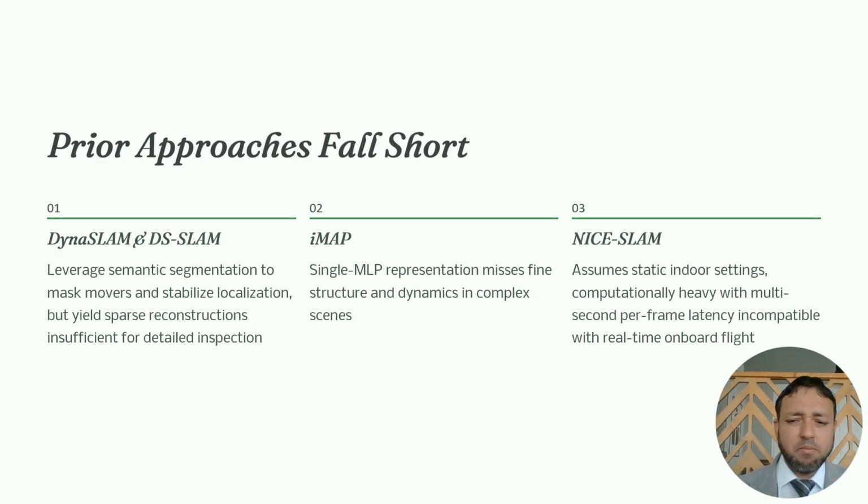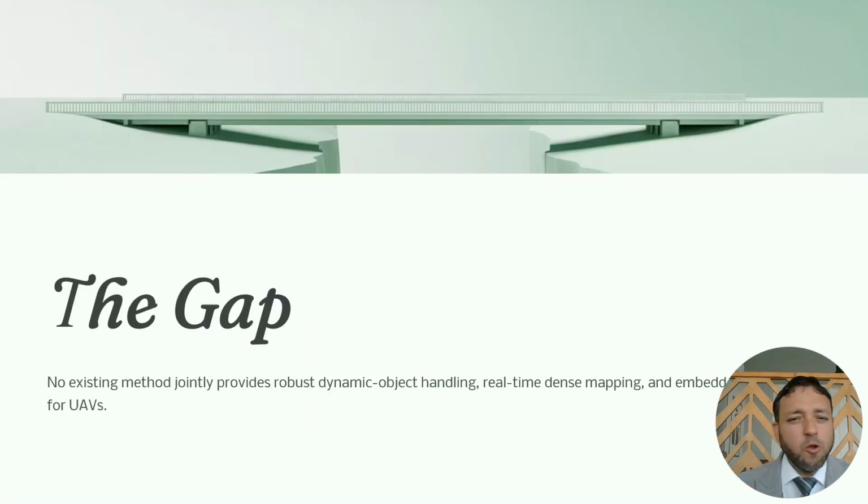DynaSLAM or DS-SLAM mask movers to stabilize pose, but yield reconstructions that are too sparse for detailed inspection. iMAP's single MLP struggles with fine structure in complex scenes. NICE-SLAM assumes a static indoor setting and is too heavy for real-time onboard flight. No prior system jointly delivers robust dynamic handling, real-time dense mapping, and embedded efficiency for UAVs.